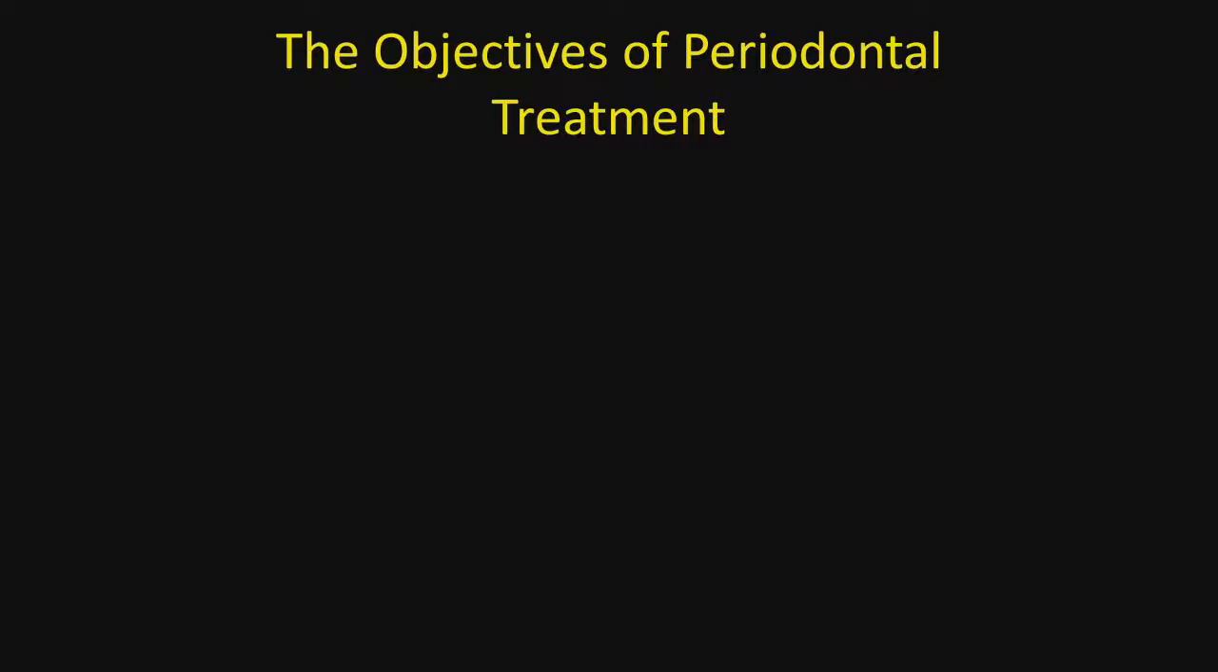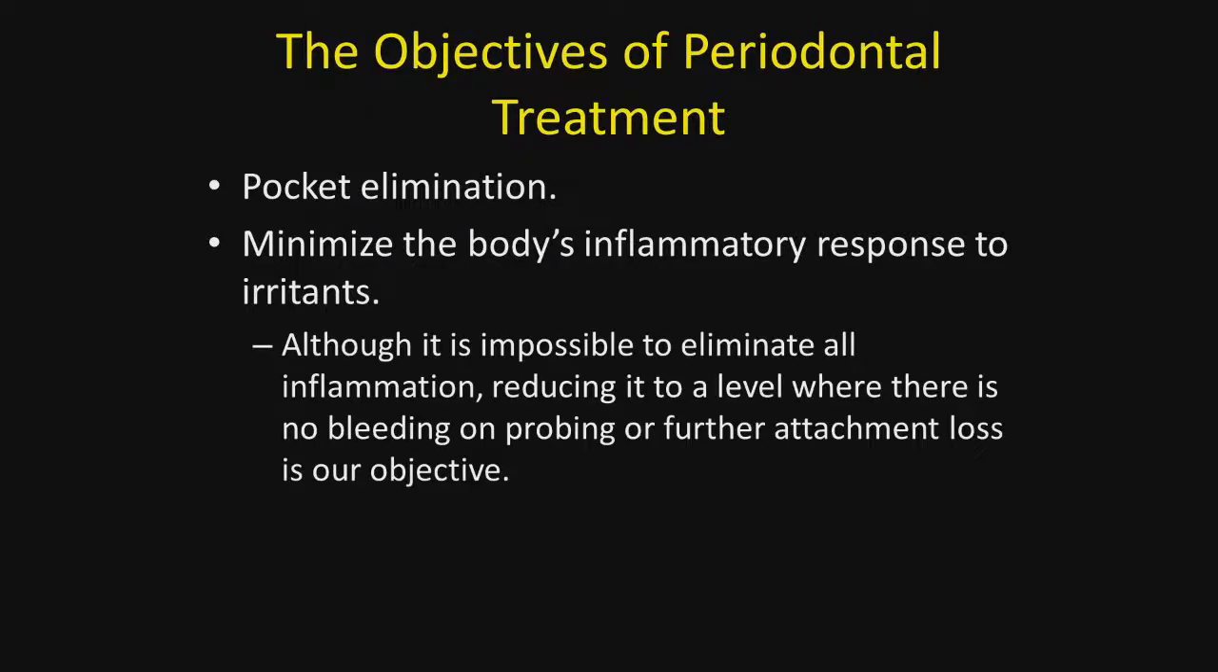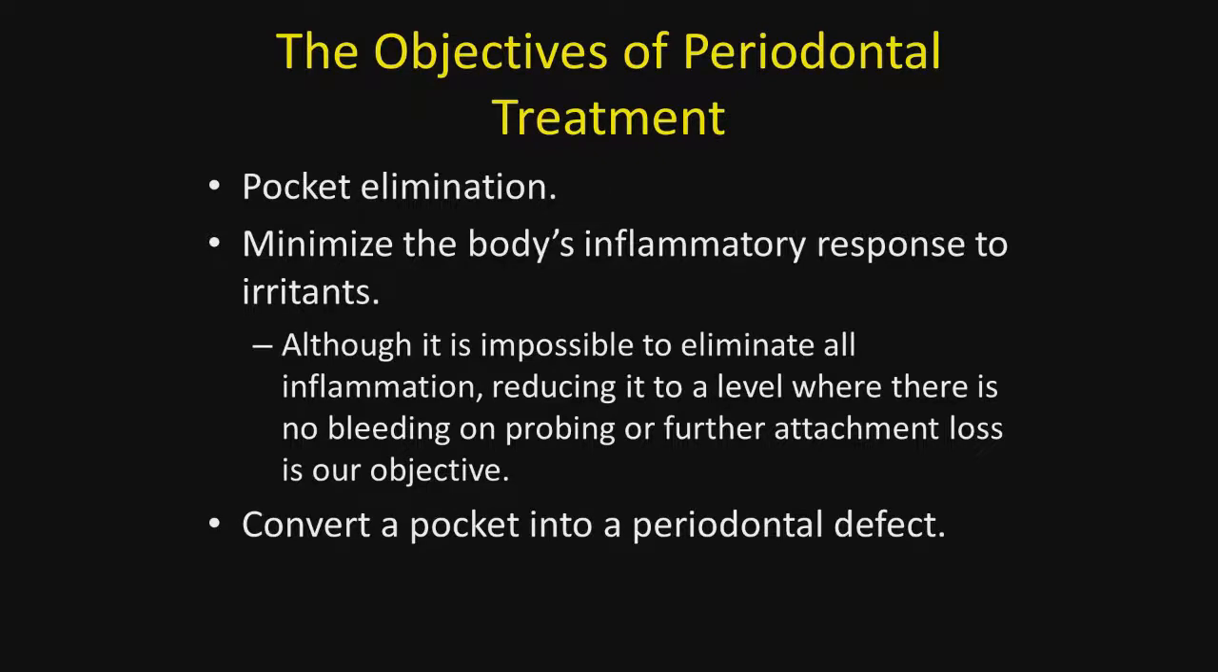What are the objectives of periodontal treatment? First of all, we would like to eliminate the pocket. Second, we want to minimize the body's inflammatory response to irritants. This could be bacteria, this could be calculus, this could be an overhanging restoration. Although it is impossible to eliminate all inflammation, reducing it to a level where there is no bleeding on probing or further attachment loss is our basic objective. And converting a periodontal pocket to a periodontal defect, and we have already defined what a periodontal defect is.